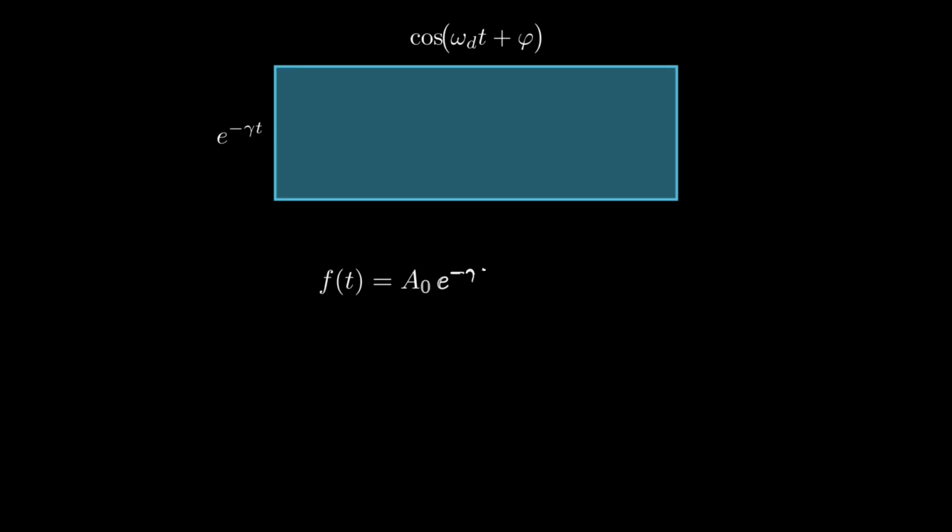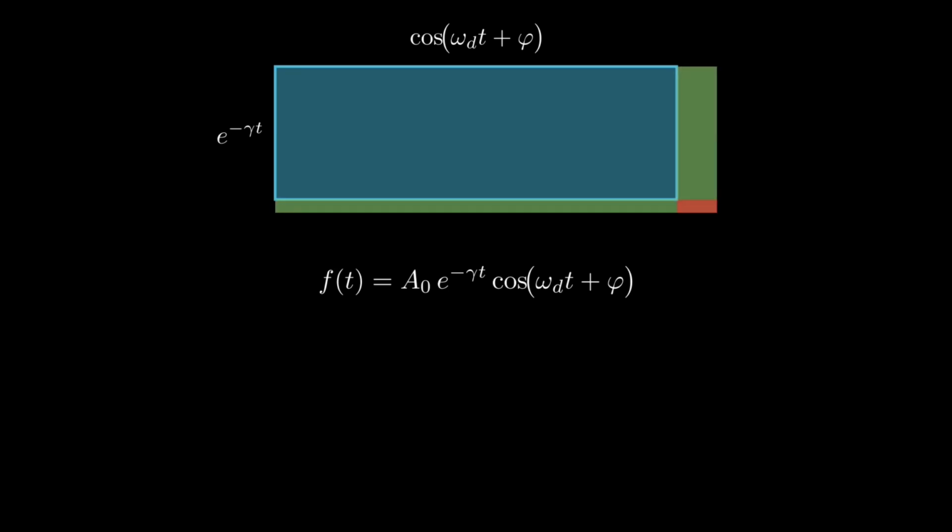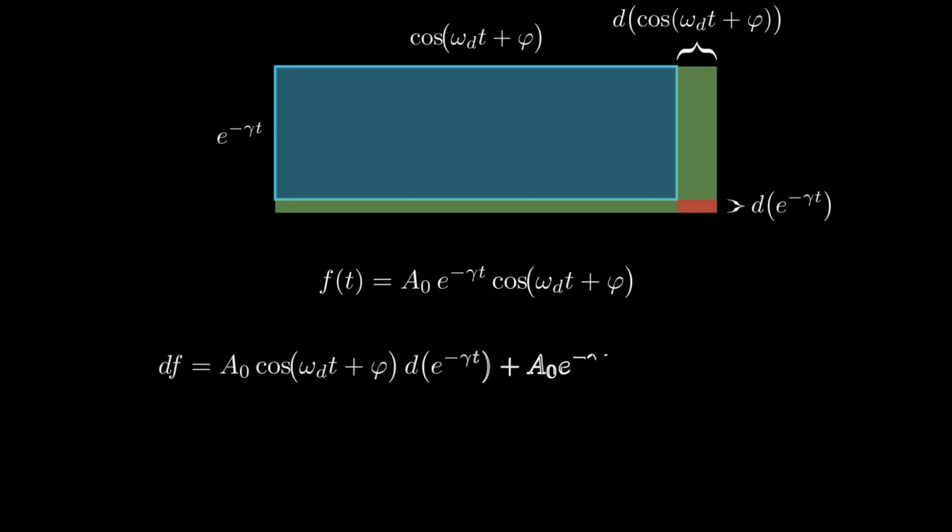Imagine the position function as the area of a rectangle. One side represents the decay term and the other represents the oscillating cosine. If both sides change slightly due to a small time increment dt, the total change in area df can be decomposed into three parts: the change due to the vertical growth or oscillation, the change due to the horizontal growth or decay, and a tiny corner region that comes from the product of both differentials. These changes correspond to the differential form of the product rule.